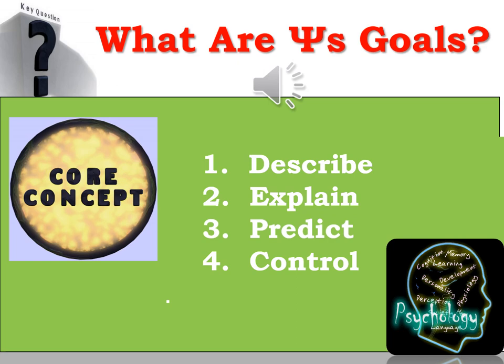Prediction? Well, can we predict with some degree of accuracy who will develop schizophrenia? Somewhat. We know if you have a first-degree relative, mother, father, brother, sister, you have greatly increased odds. But it's more than simple genetics. Even if your identical twin develops schizophrenia, you do not necessarily develop that condition. The last goal, to control schizophrenia, modify it, help the person with it, change the course of it, that would be our fourth goal. So again, describe, explain, predict, and control.